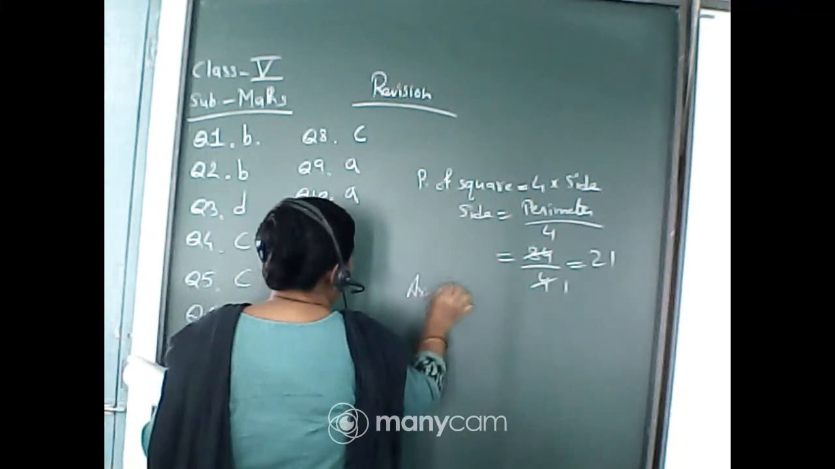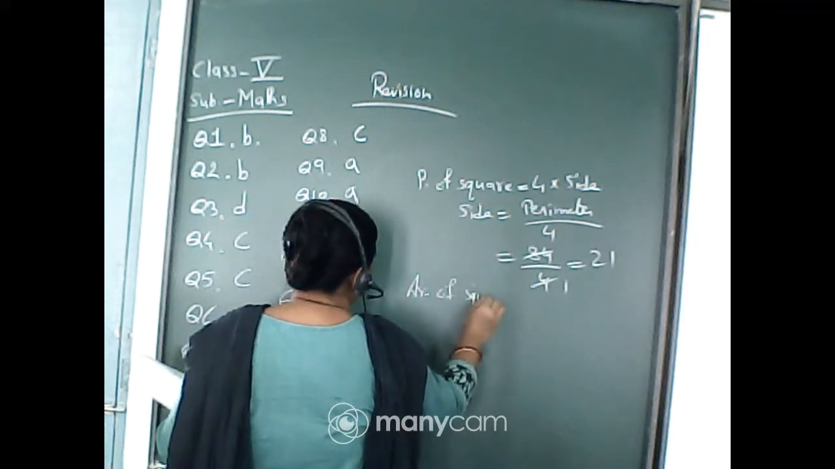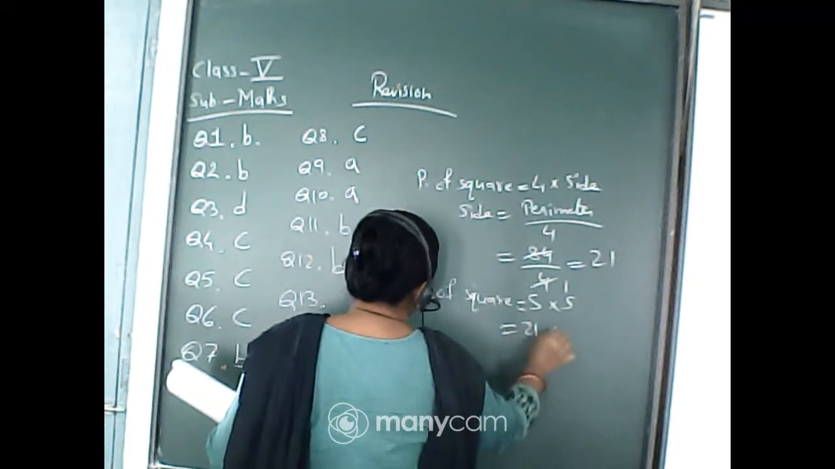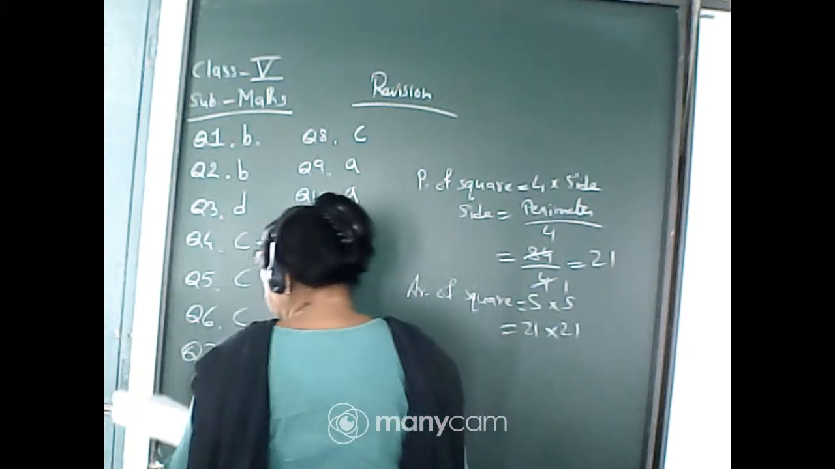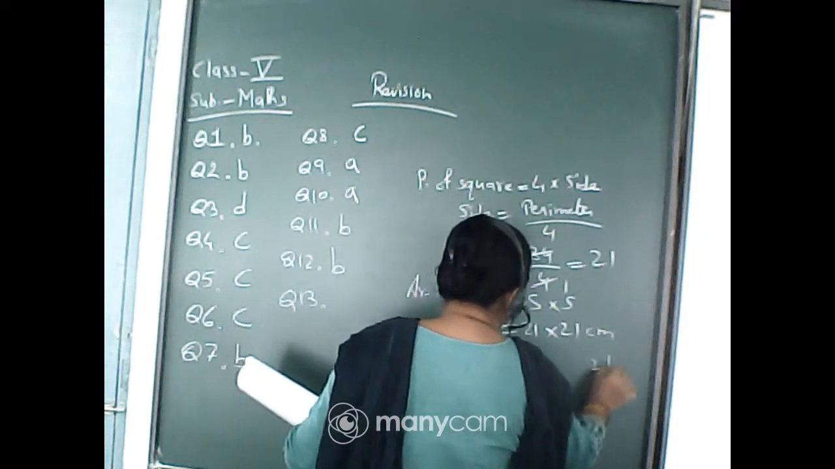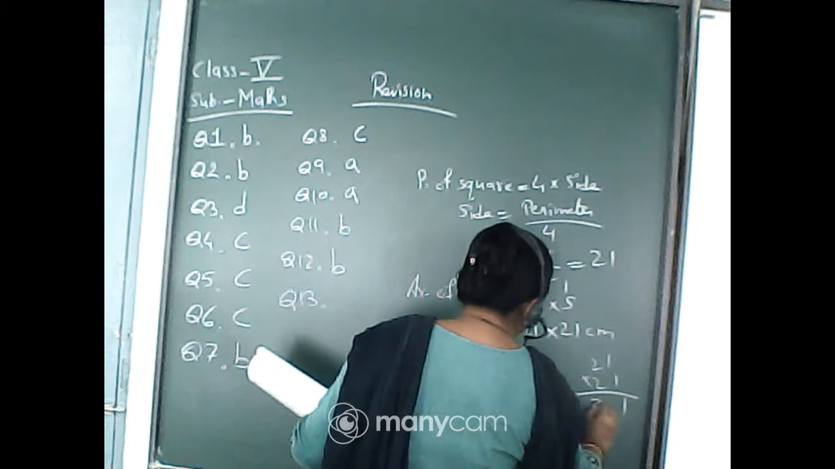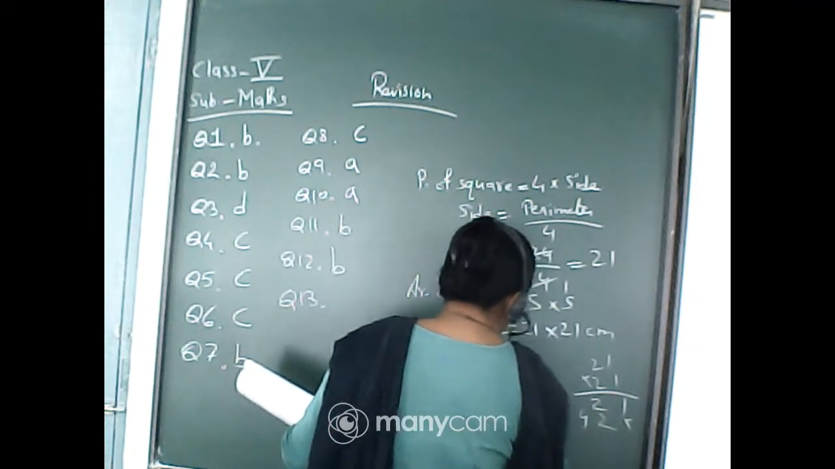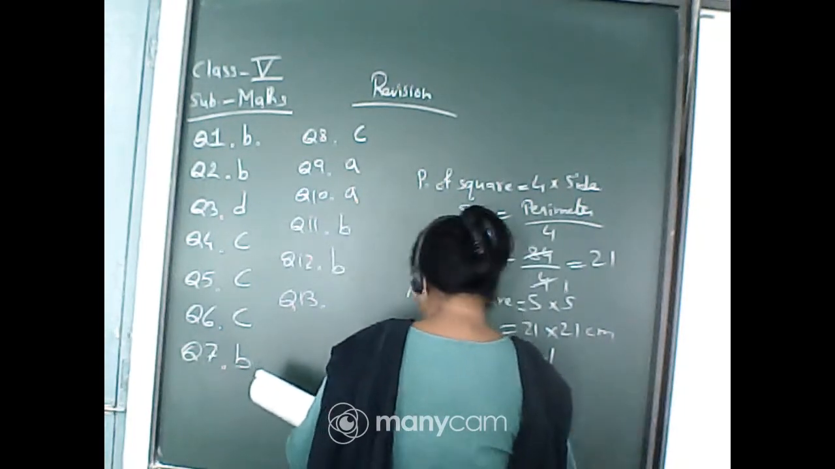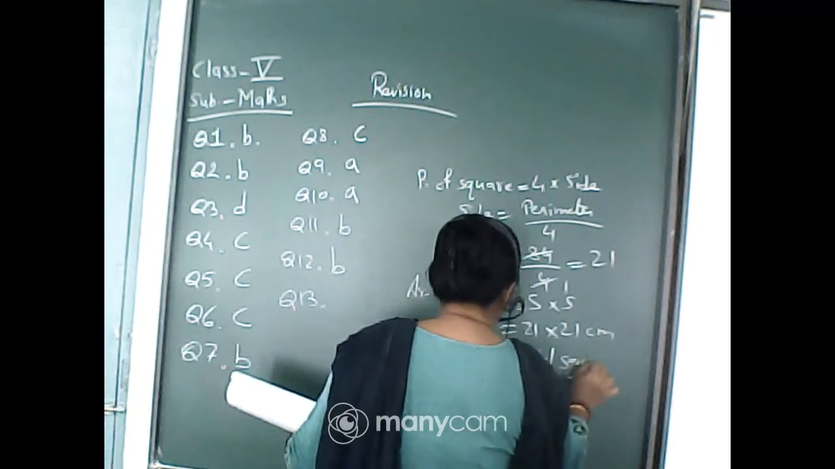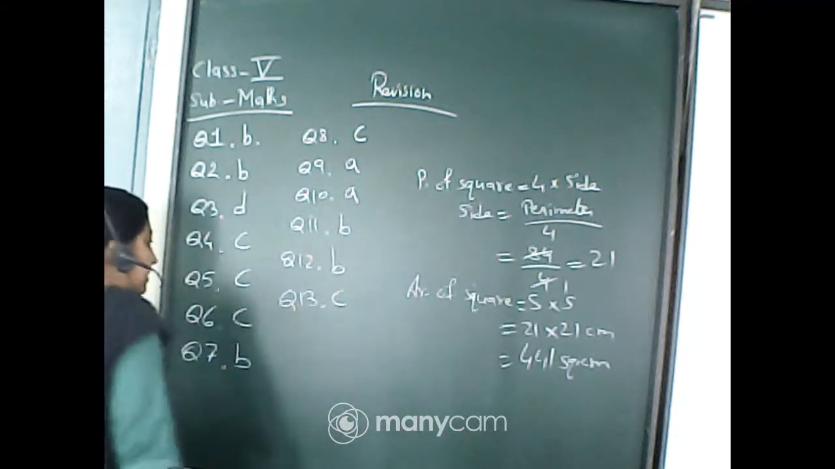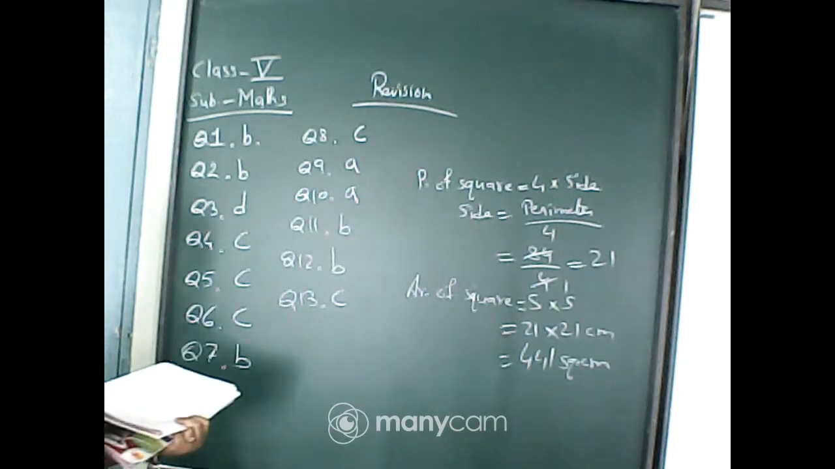Now area of square is side into side. That is 21 into 21 centimeter. So multiply 21 into 21: 1 2s are 2, 2 2s are 4. It is 4, 4, 1. 441 square centimeter. That means option number C. So for 13, answer is option number C, 441 square centimeter.